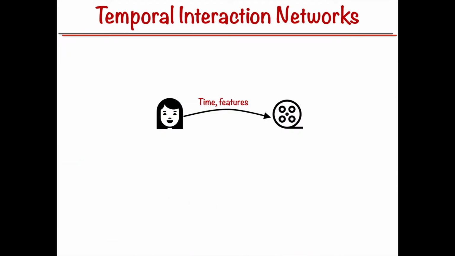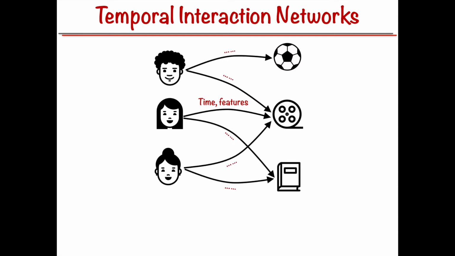Temporal interaction networks are ubiquitous. Take yourself for example. When you purchase an item on an e-commerce platform, you create a directed edge indicating an interaction from yourself to the item. Each interaction is associated with a timestamp and a feature vector, for example, the amount you paid for the item. As time progresses, more user nodes, item nodes, and interaction edges are created in this temporal network.